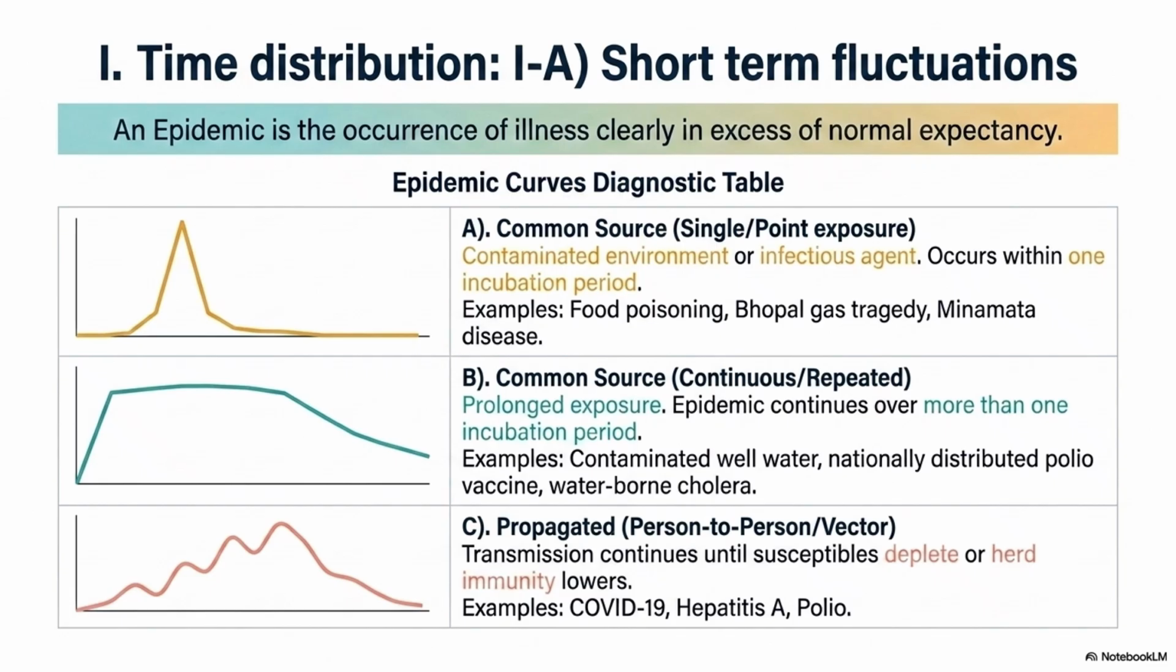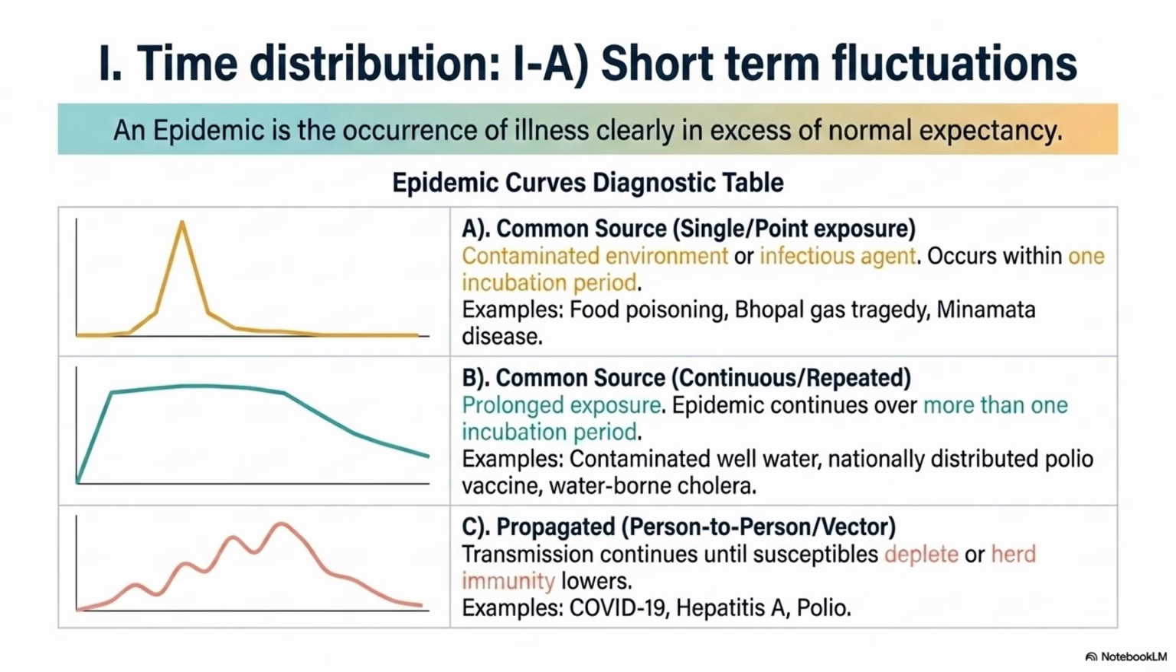And another example for this is Bhopal gas tragedy. So in the Union Carbide pesticide plant, because of a blast, methyl isocyanate got released, and many people got exposed to that, and about 4,000 people died. So that is also common source and single or point exposure. And even Minamata disease, this is due to methyl mercury. The people who have eaten the fish contaminated with methyl mercury got affected. That is Minamata disease. So this is an example for common source. That means from a common point they are getting exposed, and only once they are getting exposed.